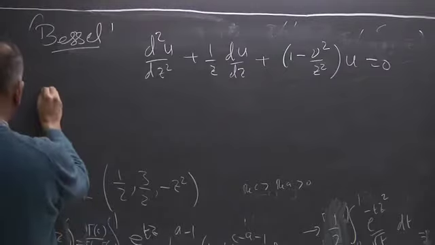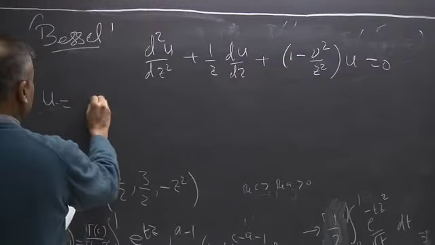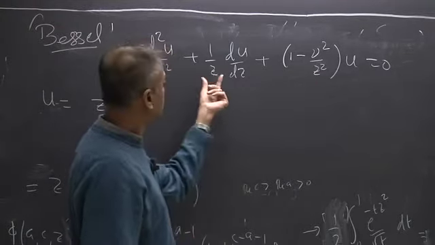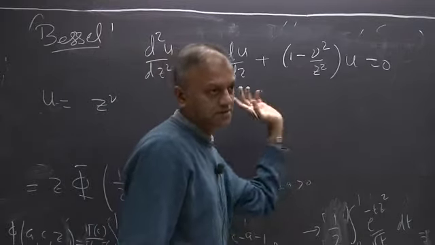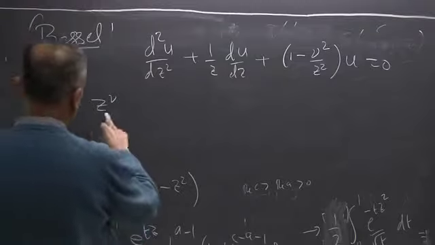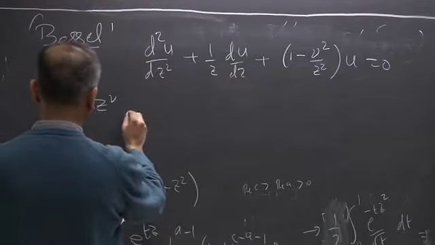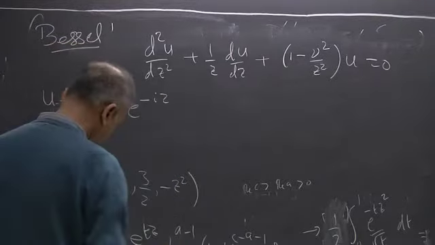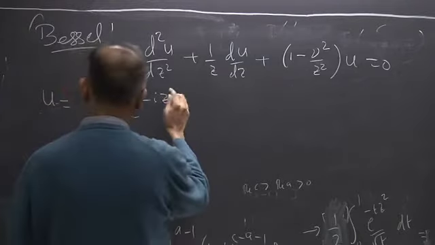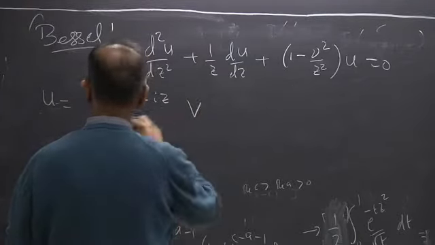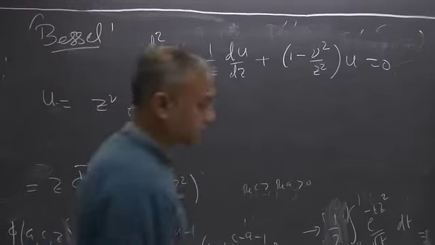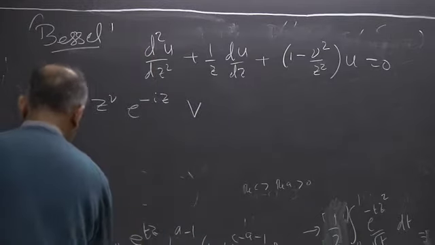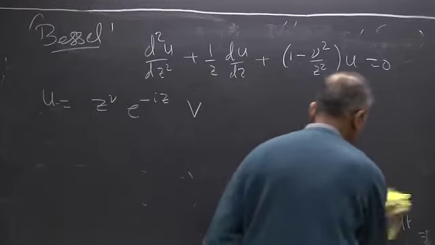You change the variable. You write u is equal to z to the nu. I mean, so this has, you see, a regular singular point at z equal to 0. This p has a first order pole, q has a second order pole, which is fine. This is a regular singular point. So z to the nu, and then e to the minus iz, times say v of z. So if you write it like this and substitute, there will be several terms. Hopefully we'll find that this is a confluent hypergeometric equation.